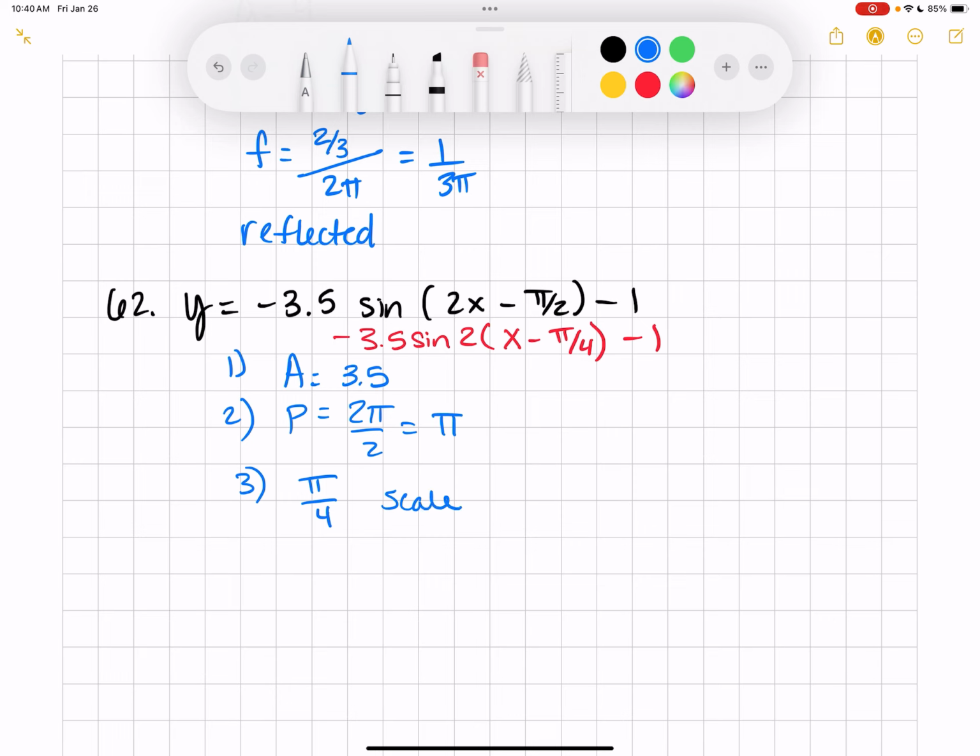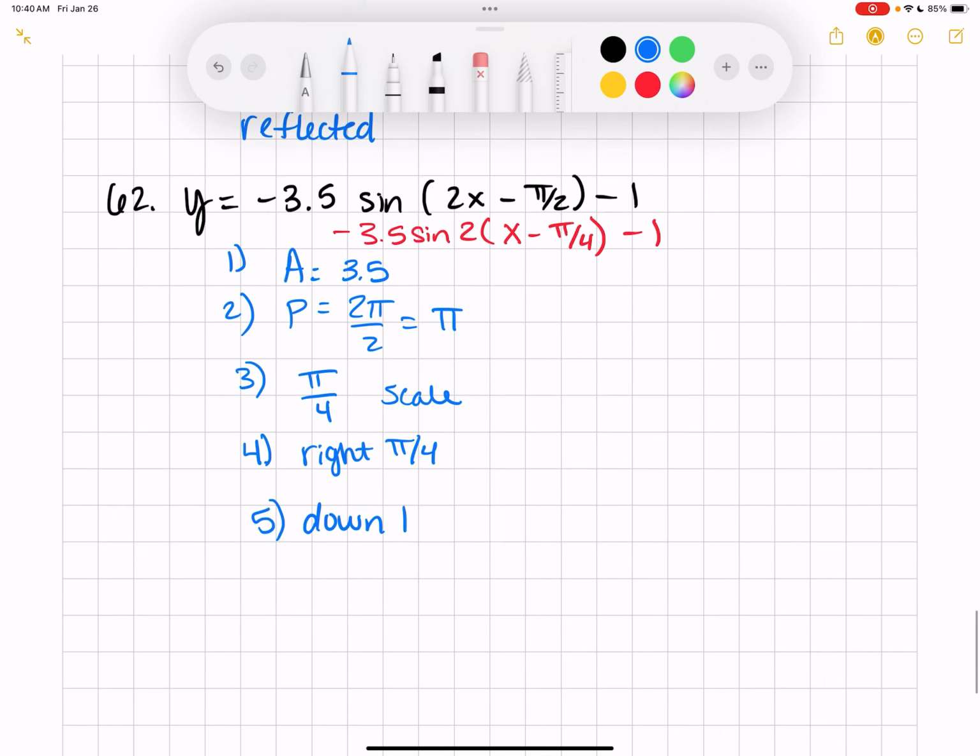Then what? Right or left? So which way is this one going and how much? Right, pi over 4. And remember, we're using the modified formula here. Next, down 1. And what's the last thing? It is reflected.